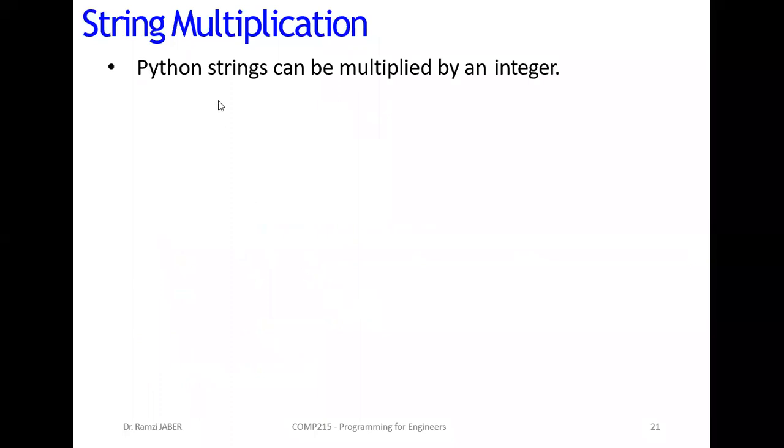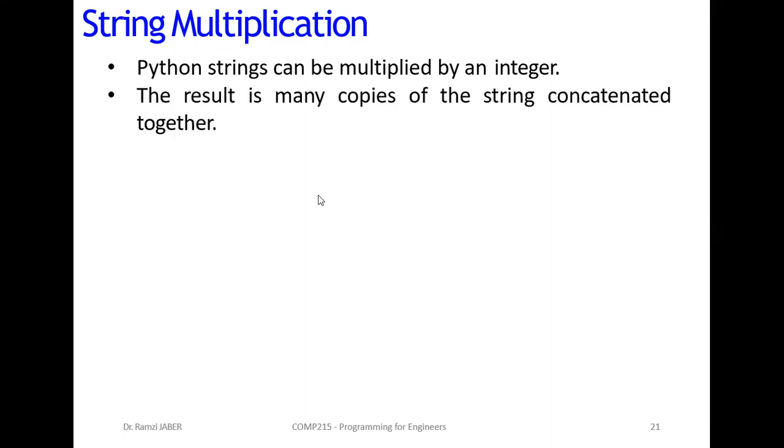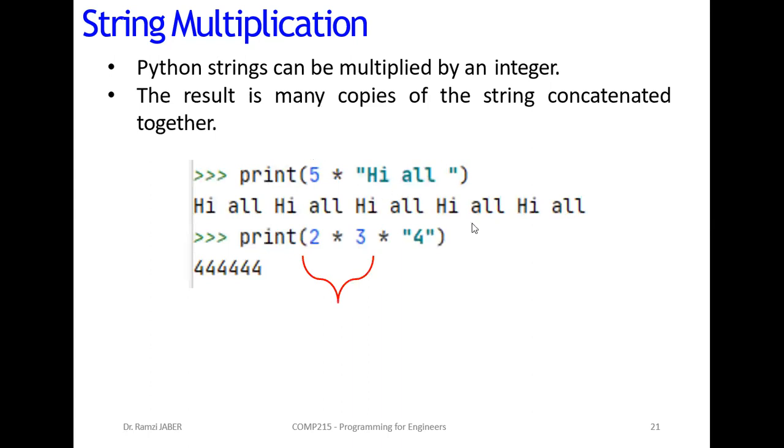Now, string multiplication. It is unique in Python. We don't have this string multiplication in C or C++ or Java. Only in Python. Python strings can be multiplied by an integer. How? The result is many copies of the string concatenated together. Example, we can write here print, between quotation, 5 times, between quotation, hi all. 5 times hi all means I want to repeat this text hi all 5 times. So the output will be concatenated.